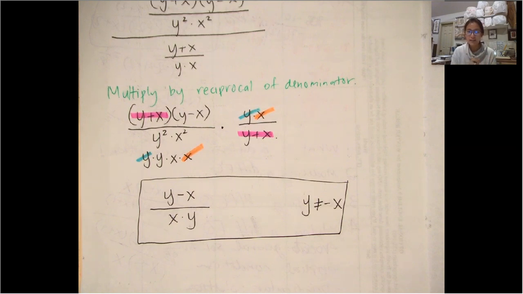So let's go ahead and do some practice with multiple variables and negative exponents, and happy day.